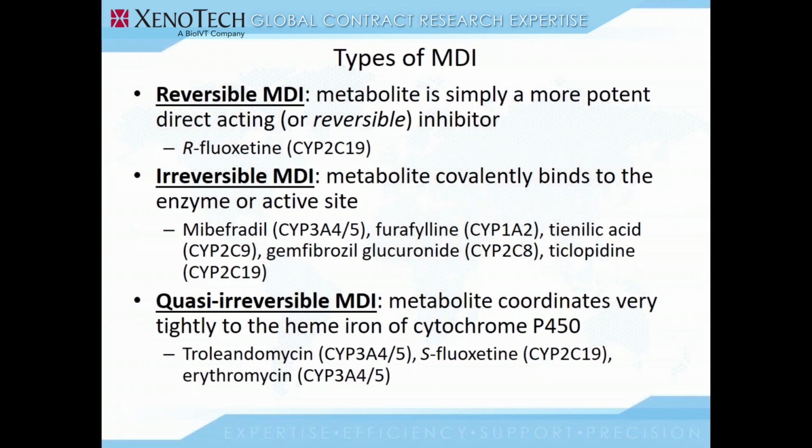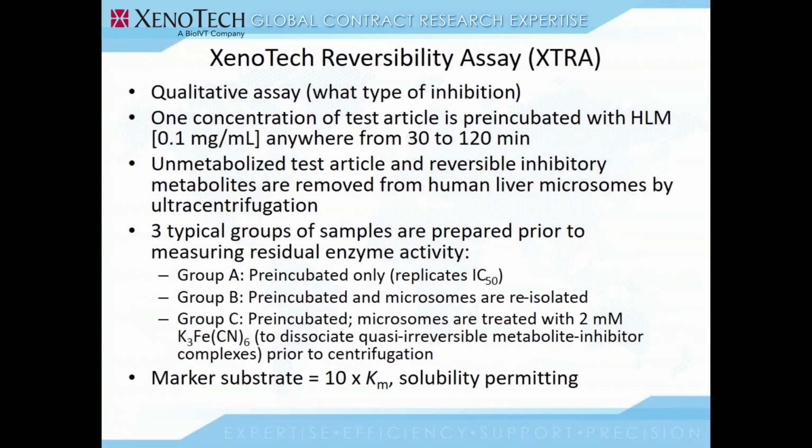It may be helpful before moving on to the Ki and kinact determination to ensure that the MDI does in fact result in an inactivation of the enzyme. We conduct this assessment of reversibility using the XenoTech reversibility assay, or the XTRA. This is a qualitative assay that helps us define what type of metabolism-dependent inhibition occurs. One concentration of test article is pre-incubated with human liver microsomes at 0.1 mg per ml, anywhere from 30 to 120 minutes, depending on the results of the IC50 experiment.